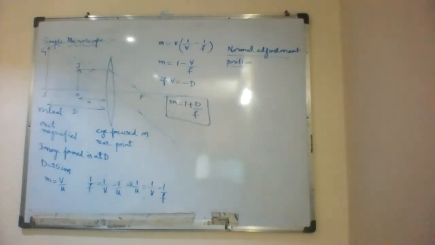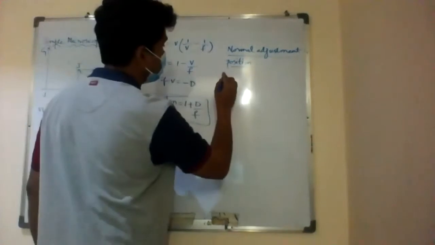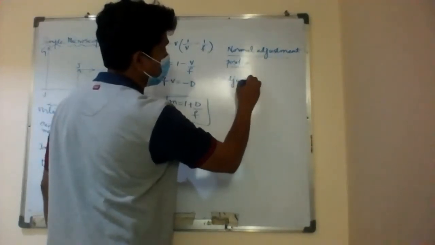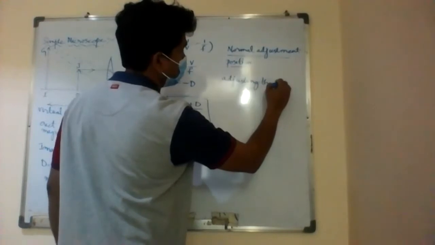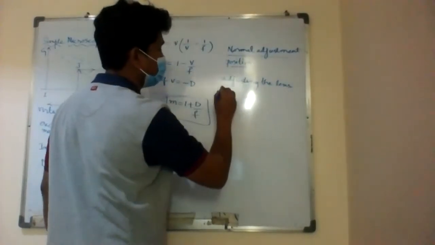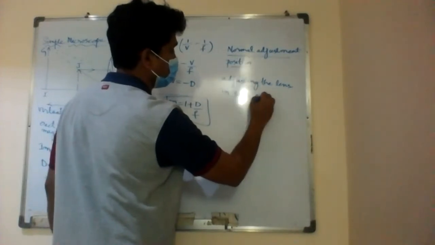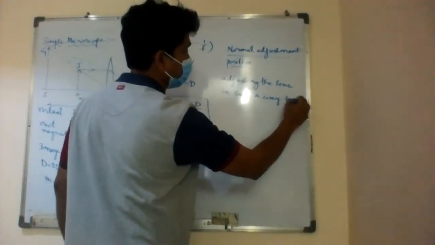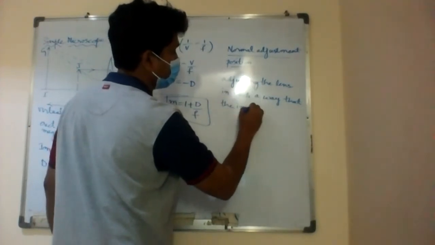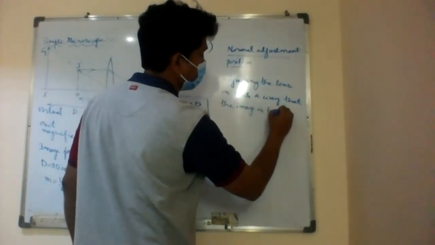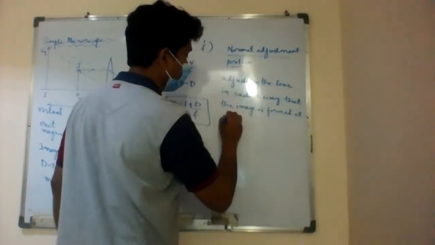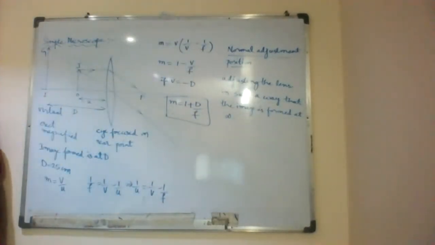So, adjusting the lens in such a way that the image is formed at infinity. You can work throughout the day. Generally, in research laboratories or medical laboratories, the people who are working there go with normal adjustment. They never go with D.